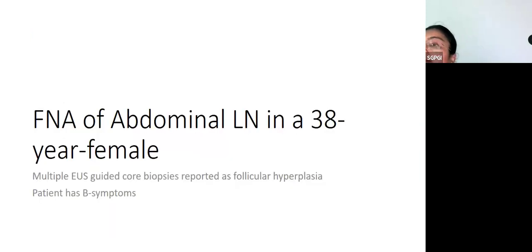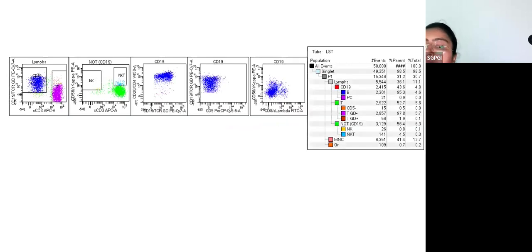Now, this was another case in which we received FNAC of an abdominal lymph node. This was not a preferred sample for us, but in this patient, multiple EUS guided biopsies had shown only dampened follicular hyperplasia in the abdominal nodes. So these cells were gated, and if you have a look at the plots, you realize that you have T cells, you have B cells. NK cells would not be there in a much high number in this FNA in a normal scenario also.